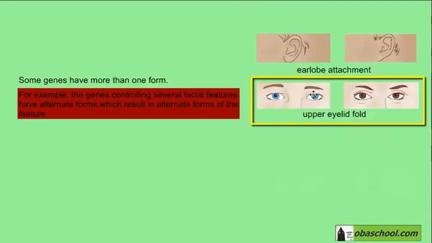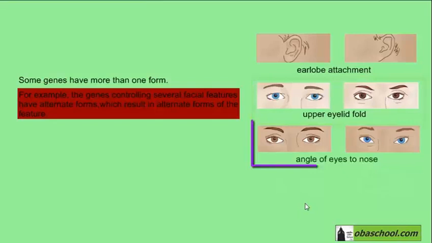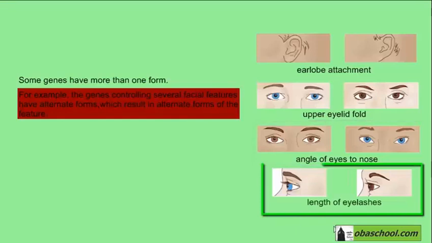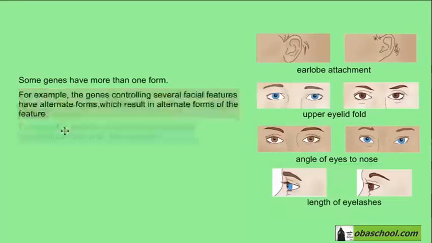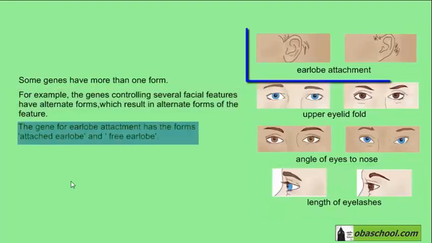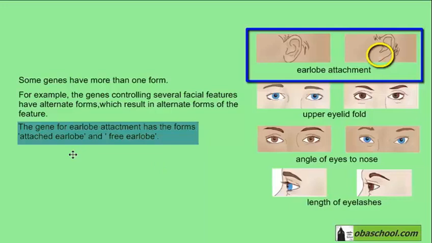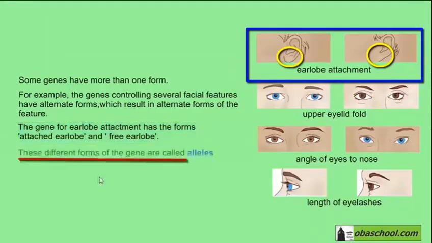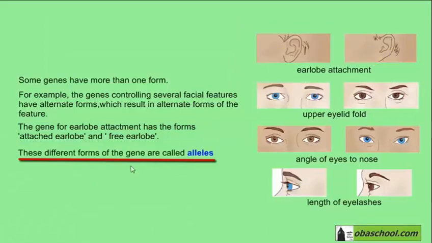You can have different expressions for your upper eyelid fold, controlled by the same gene. The same gene determines the angles of eyes to nose, and the length of the eyelashes, and so on. The gene for the earlobe, for example, has two forms, attached earlobe and free earlobe. These different forms of the gene expression are called alleles.